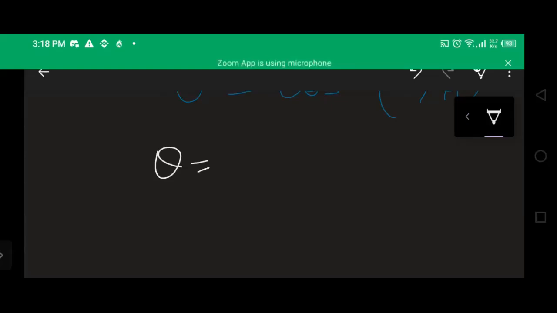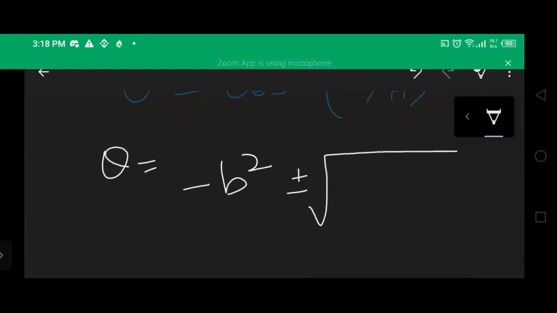Okay, so let me remember it. Minus b, plus minus, and then a square root under it, b square minus 4ac, over 2a.